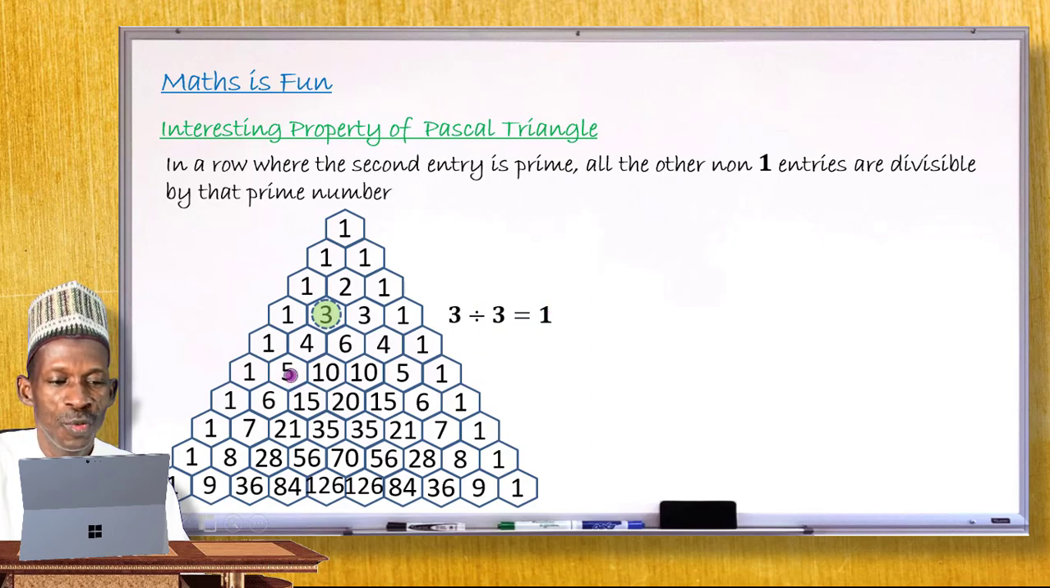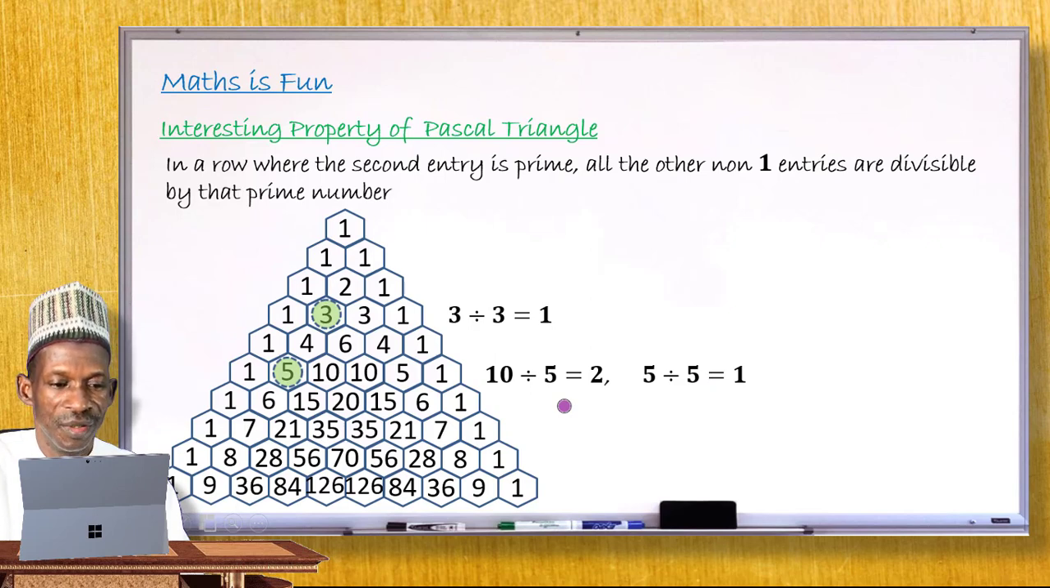Let me take this next row, which contains a prime as its second entry. Look at it. The second entry here is prime. The row right after the previous one contains 4 as the second entry, and 4 is not prime. That's why I jumped to this one. Based on this statement, all other entries in that row that are not 1 will be divisible by this number 5. So 10 divisible by 5, yes. 5 is also divisible by 5. So I have 10 divided by 5 to get 2, no remainder. 5 divided by 5 to get 1, no remainder.